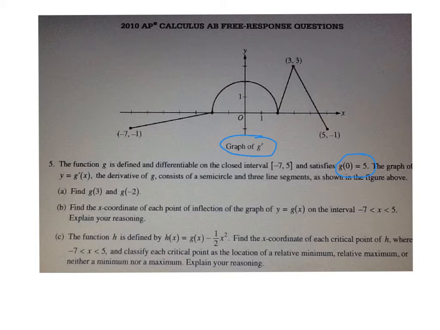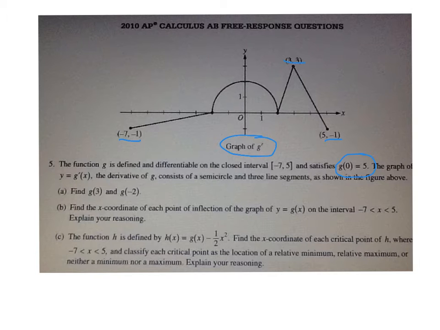So later on when we do the first fundamental theorem, that's one that we're going to want to include in our integral. The graph of y equals g prime of x, the derivative of g, consists of a semicircle and 3 line segments. So they're just explaining what the graph looks like, and you can see we do have a few indicated points on our graph as well.